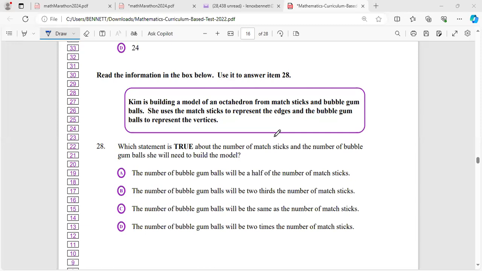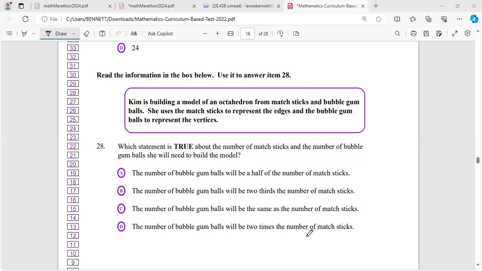Okay, so it said, read the information in the box below. Use it to answer item 28. Kim is building a model of an octahedron from matchsticks and bubblegum balls. She uses the matchsticks to represent the edges and the bubblegum balls to represent the vertices. Which statement is true about the number of matches and the number of bubblegum balls she will need to build the model? A. The number of bubblegum balls will be a half of the number of matchsticks. B. The number of bubblegum balls will be 2/3 the number of matchsticks. C. The number of bubblegum balls will be the same as the number of matchsticks. D. The number of bubblegum balls will be 2 times the number of matchsticks.